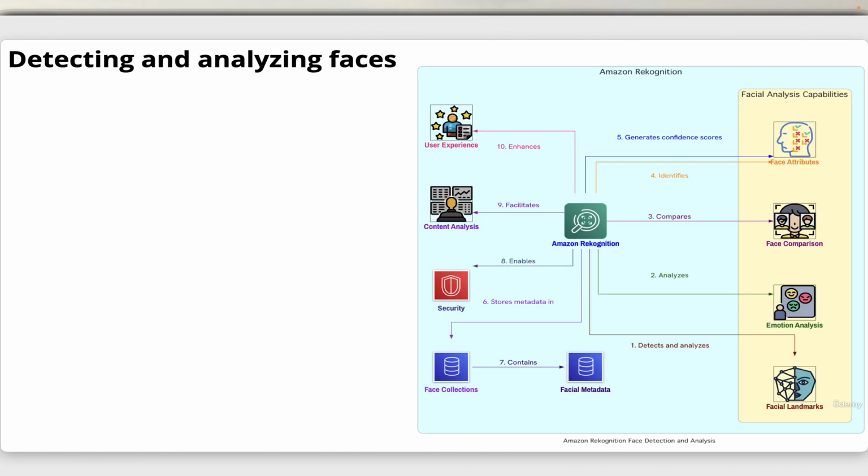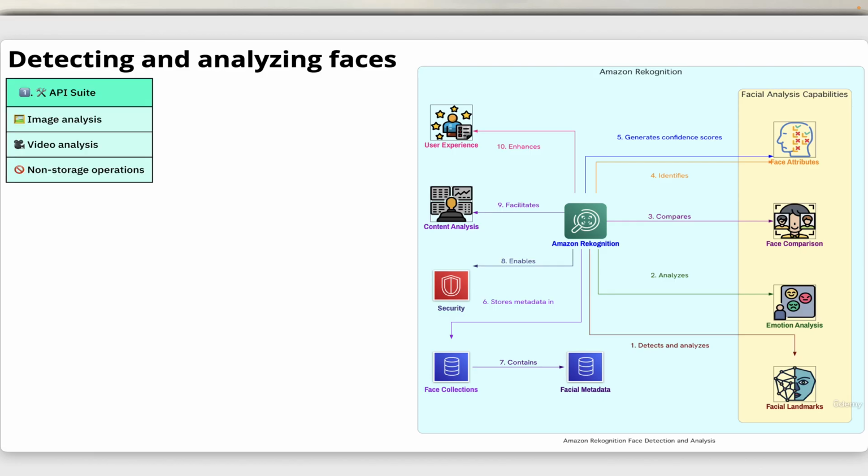Okay, now the last topic is detecting and analyzing faces. Amazon Rekognition provides a comprehensive suite of APIs, and this is different from face liveness. This is a different topic. Face liveness was for real-time detection, and this is for detecting and analyzing faces in general. Amazon Rekognition provides a comprehensive suite of APIs for detecting and analyzing faces in both images and videos, offering non-storage operations for various facial analysis tasks.